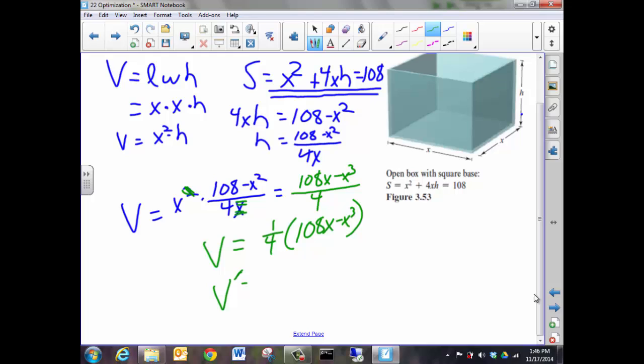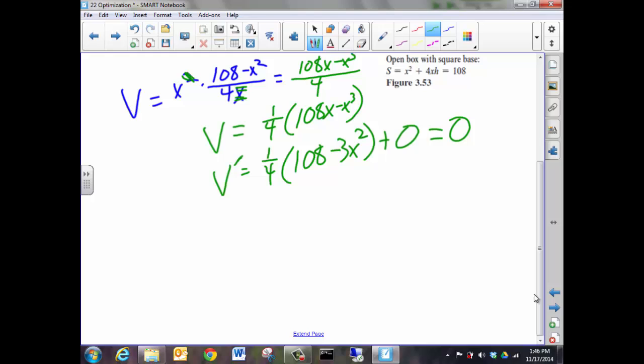Now, when I look at this, I just see a constant number, 1/4, times this. So I'm going to say first times the derivative of this plus 0, because I know when I take the derivative of 1/4, it's going to be 0. So all I've got is that to set equal to 0. And when you work through that, hopefully you get a nice number.